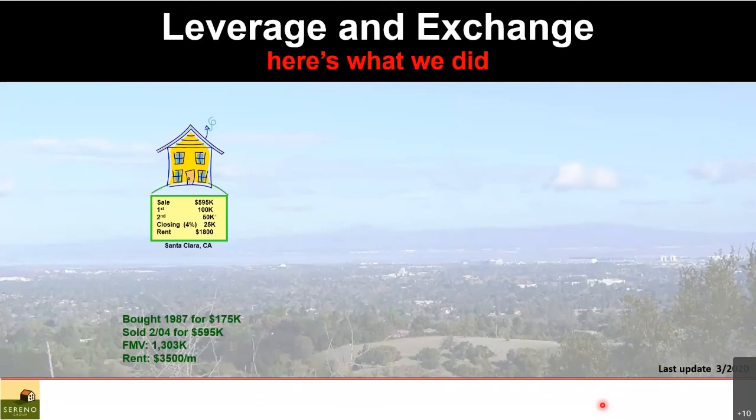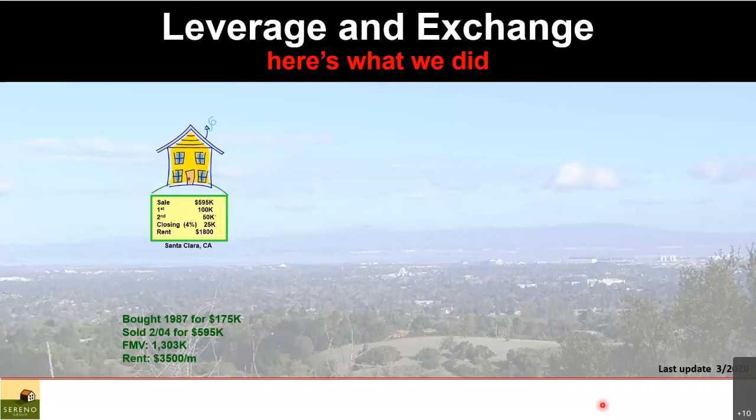So let's move on with this leverage. We're typically going to have a break for questions in a few more slides. We have about 5 more slides before our next break. So here is what we talked about, leverage and exchange.